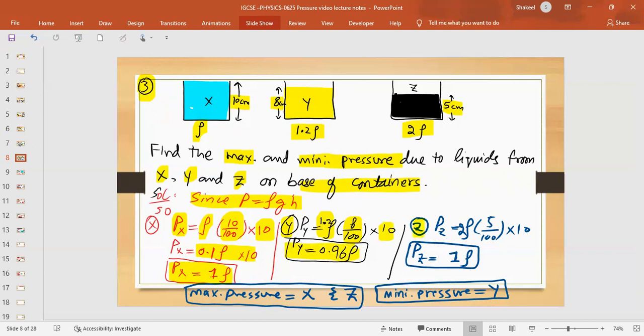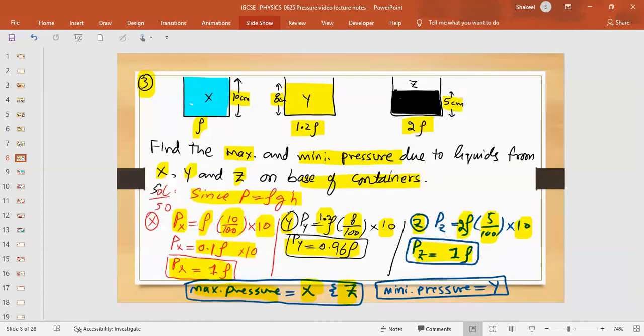For Z, the density is 2 rho, the depth is 5 centimeters, so 5 divided by 100, and g is 10, so the answer is 1 rho. It means that maximum pressure is exerted by both X and Y because the answer is the same, 1 rho, and the minimum pressure is exerted by Y because it is 0.96.